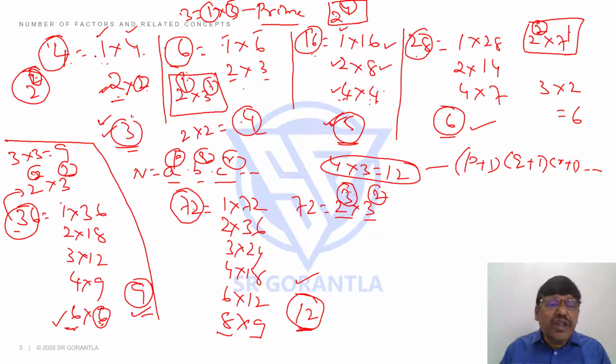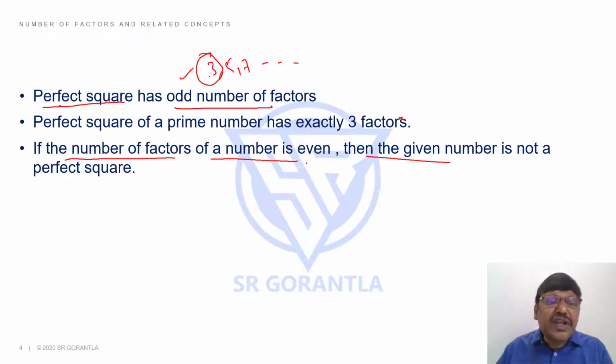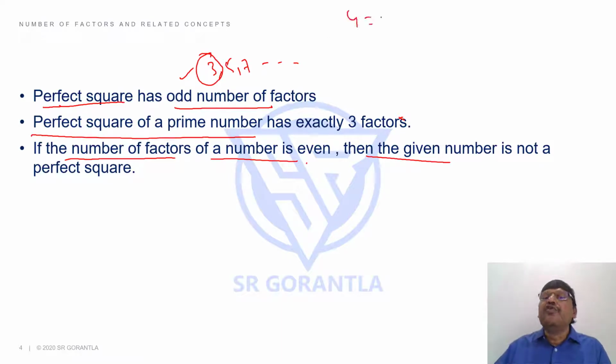Then if you see, what is the number that has 3 factors? 4. Students, what I am saying is, a perfect square has an odd number of factors. Odd number of factors means maybe 3, 5, 7 and all that. Among them, what are the numbers that will have 3 factors? Means perfect square of a prime number. Just now I told you, 4 has got only 3 factors.